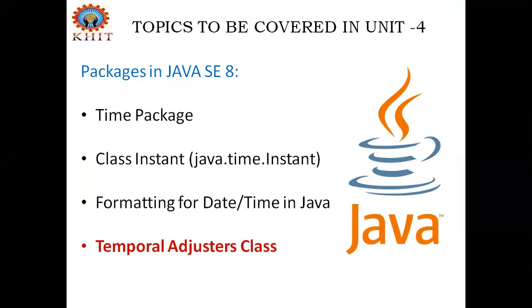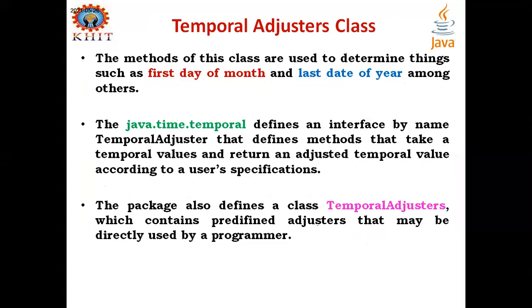Next one, TemporalAdjuster class. This class is specifically designed for adjusting temporal values, such as getting the first day of the month to the last day of the year. The methods of this class are used to determine things like the first day of the month or the last date of the year, among others. So this is a specially defined interface here.